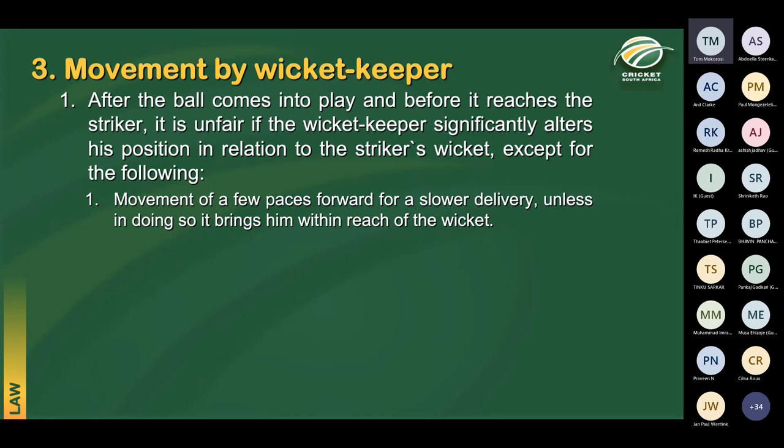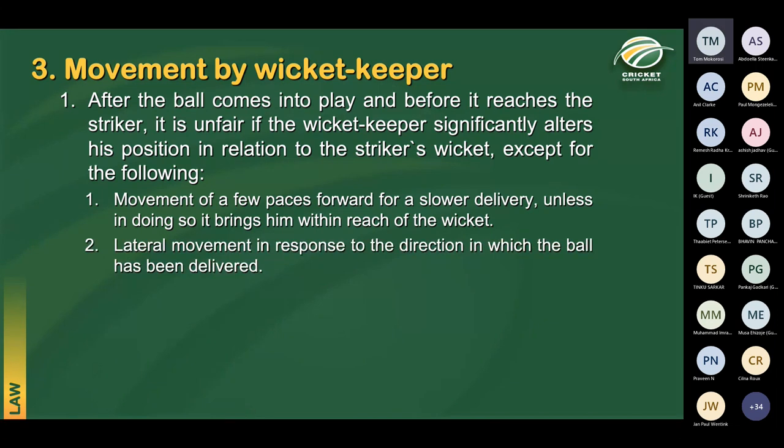So quite often when a bowler is about to bowl a slower ball, he or she will indicate to the wicketkeeper that he or she is going to bowl a slower delivery. And so the wicketkeeper will, as the bowler is about to bowl the ball, walk a few steps towards the stumps, which is allowable by law as long as the wicketkeeper does not end up right up against the stumps. Because then that would be considered a significant change in position.